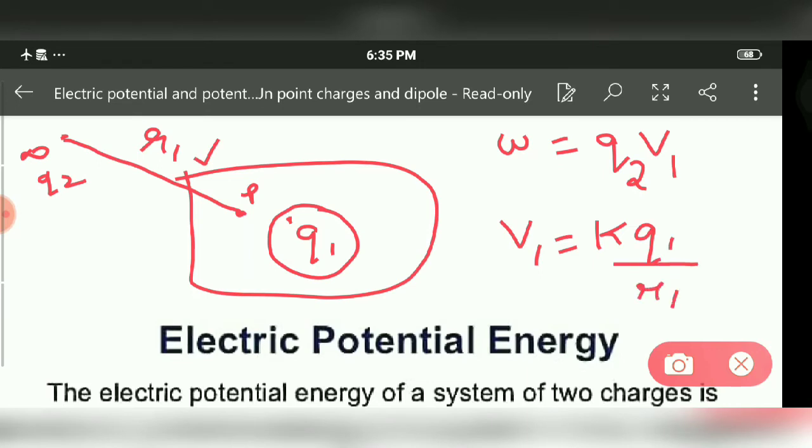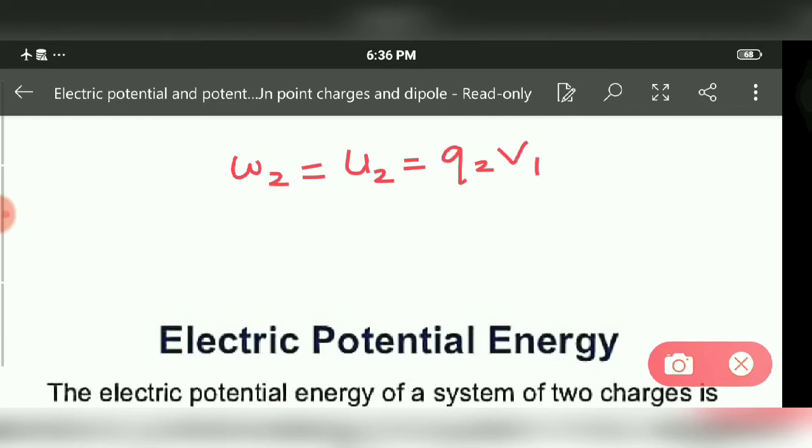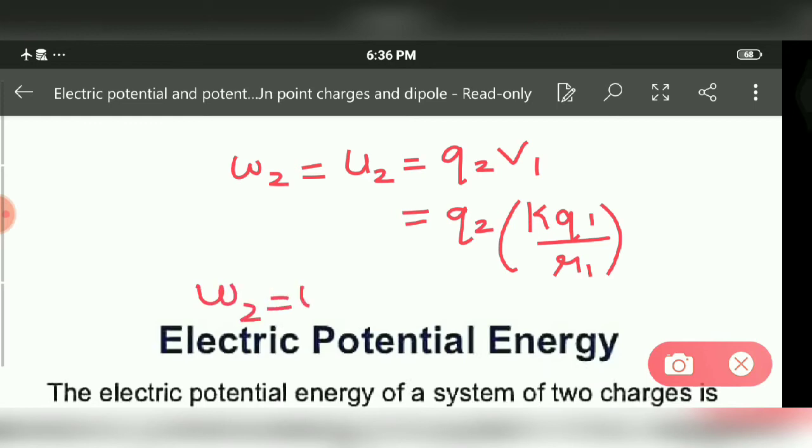So for the second charge, work done is W2, and this work done is stored as energy U2. So W2 is equal to U2, that is q2 times V1, where V1 is equal to k times q1 by r1. So we get W2 or U2 is equal to k times q1 q2 by r1.